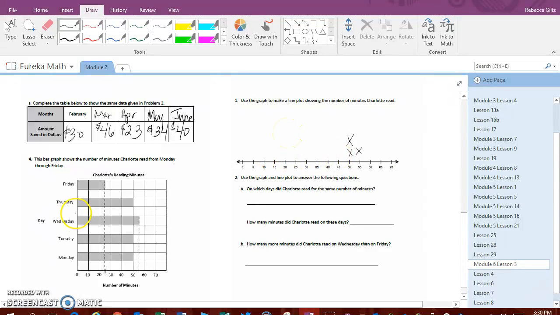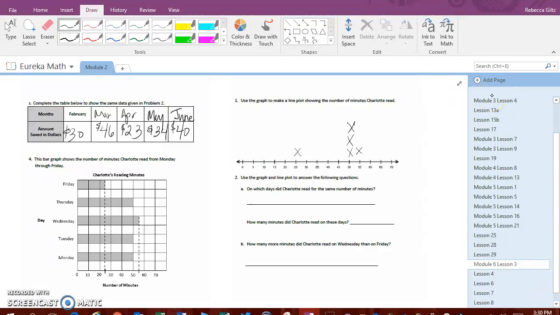All right, so let's go to Thursday. Thursday, we're back here at the 50. So I'm going to put another X here for 50 for Thursday. And then finally, if I look at Friday, that's basically halfway in between 20 and 30. So that would be 25. So I'm going to go over here and make an X above 25. Okay? So we're done with the line plot.